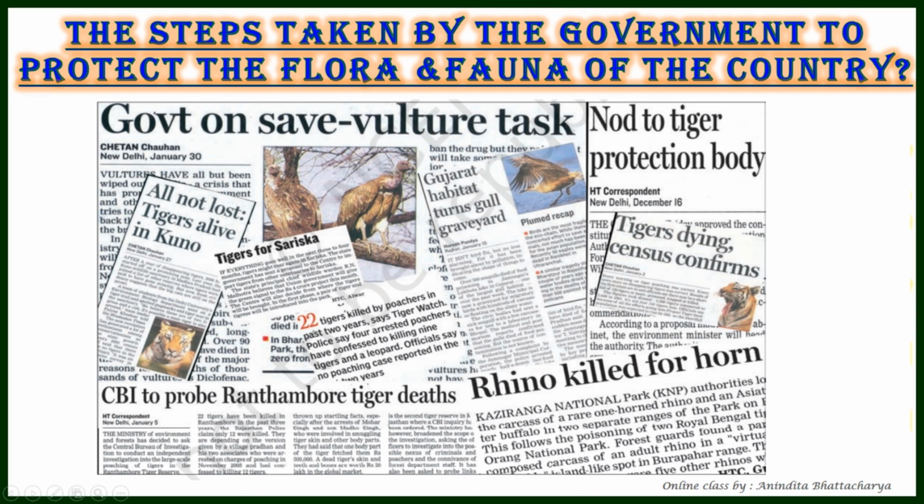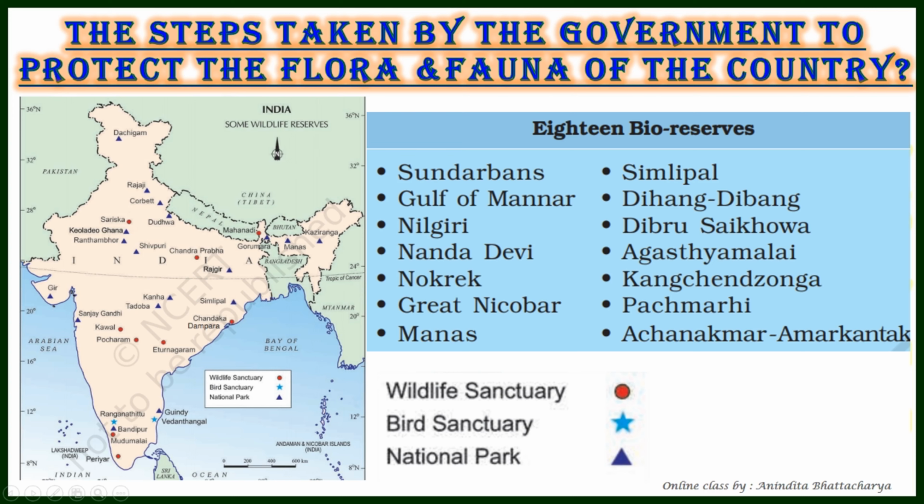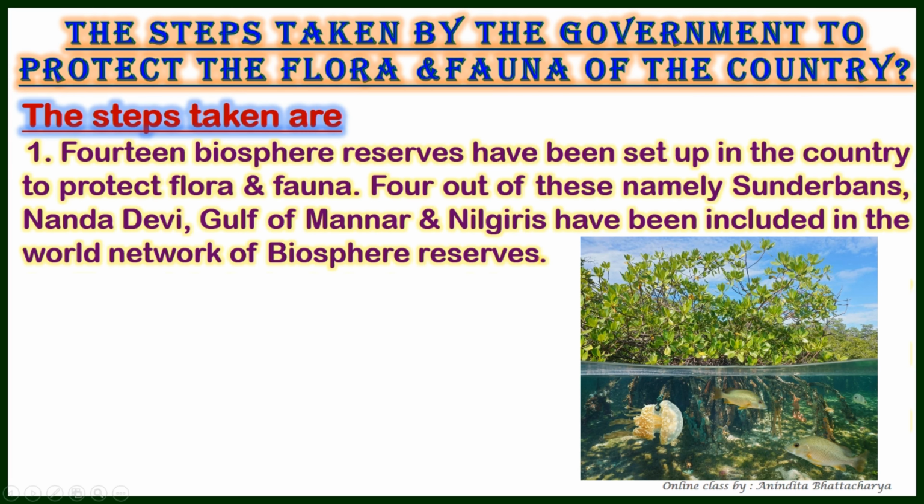To conserve the endangered species of wildlife, various steps have been taken by the government. Various national parks, sanctuaries, biosphere reserves have been set up in various parts of India where wild animals and birds are kept in their natural habitat. 14 biosphere reserves have been set up in the country to protect flora and fauna. Four out of these, namely Sundarbans, Nanda Devi, Gulf of Mannar, and Nilgiris, have been included in the World Network of Biosphere Reserves.